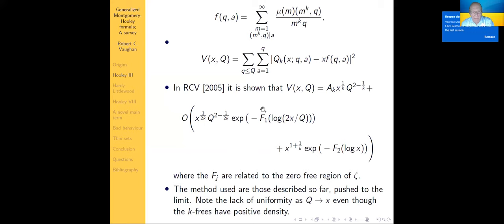But you still have a lack of uniformity as Q goes to X. You see how the error terms start to blow up. This becomes basically a constant, and this becomes, wow, it's pretty close to X squared. I mean, it approaches X squared. So you lose your uniformity again, and the reason is the same one. If Q is bigger than 6 over pi squared times x, there still aren't enough square free numbers to go around to fill all the residue classes. So this is not necessarily a particularly good approximation at that end.